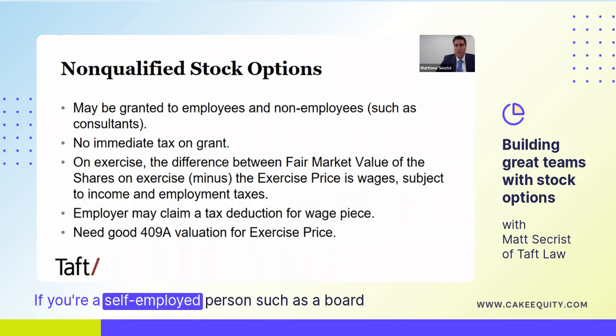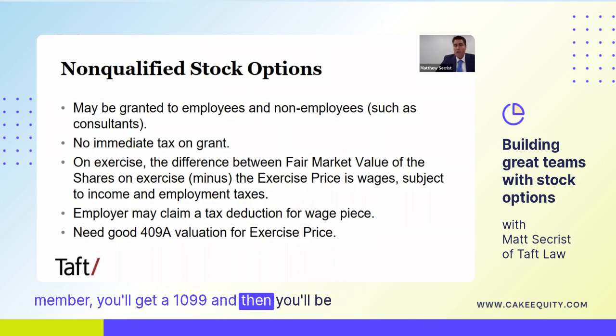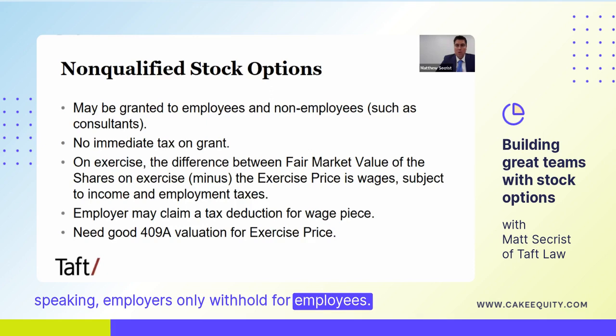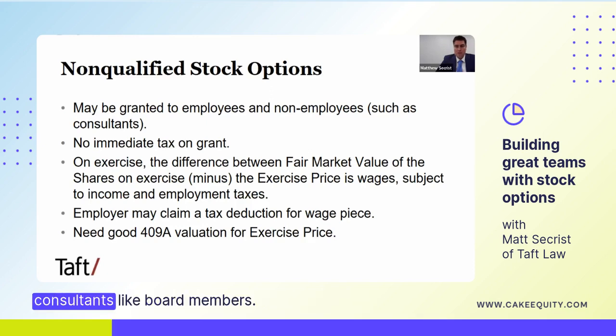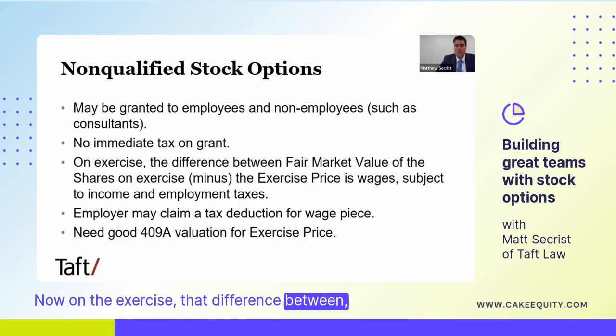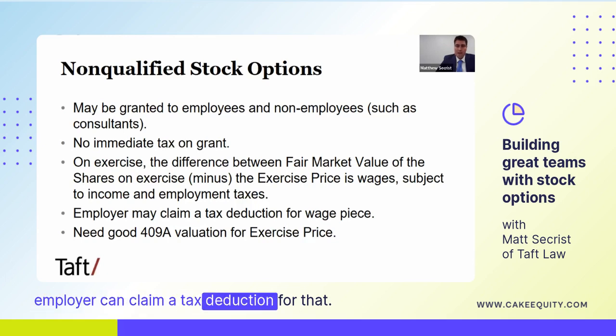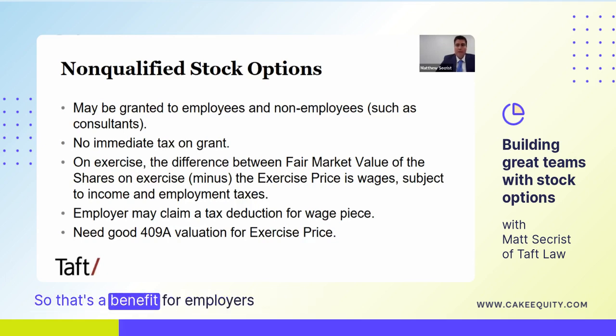Both the employer will pay its share and the employee will have its share withheld during the exercise. If you're a self-employed person, such as a board member, you'll get a 1099, and then you'll be responsible for all of your employment taxes and income tax withholding. Because in the US, generally speaking, employers only withhold for employees. They don't withhold for 1099 consultants like board members. Now, on the exercise, that difference that's included as the wage piece, the employer can claim a tax deduction for that. So that's a benefit for employers with non-qualified options.